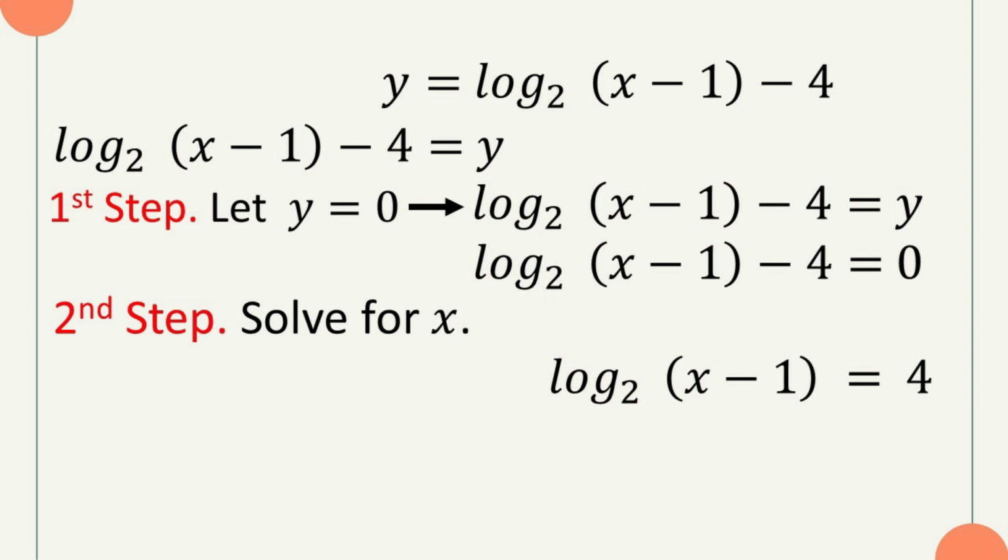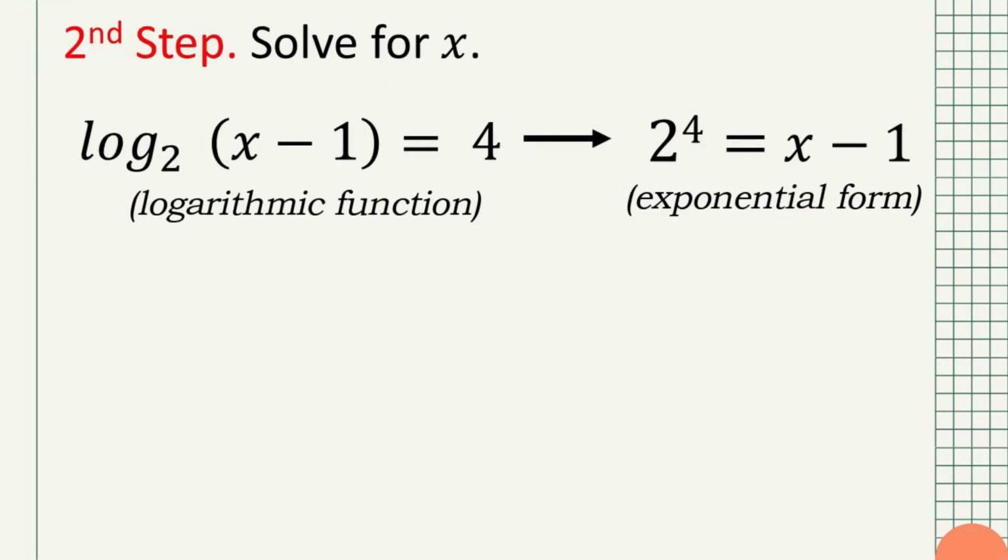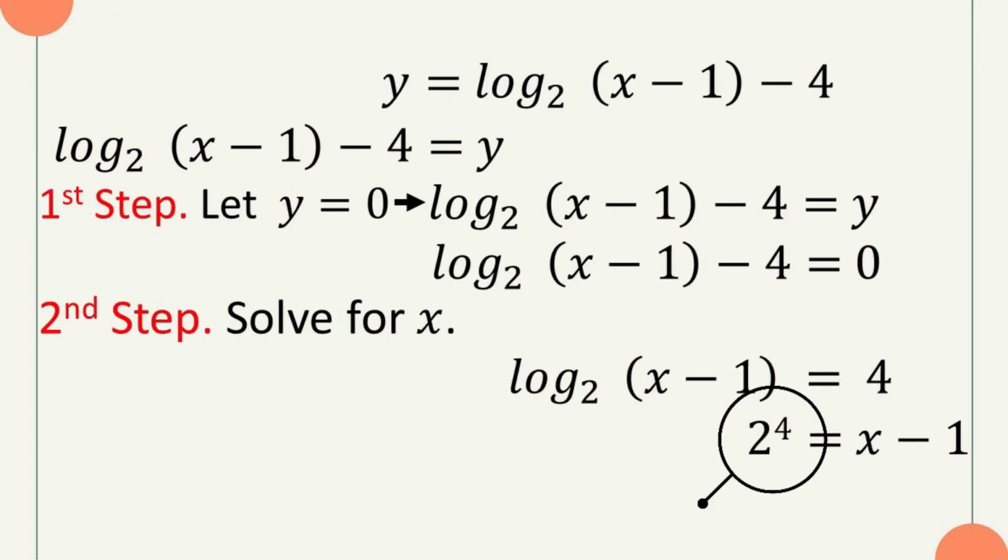Next step, convert this logarithmic function into exponential form. So, from the base 2 raised to 4 equals x minus 1. 2 raised to 4 equals 16. So, 16 equals x minus 1.